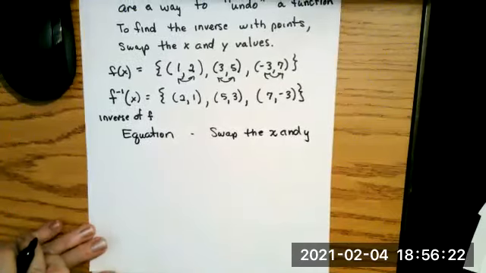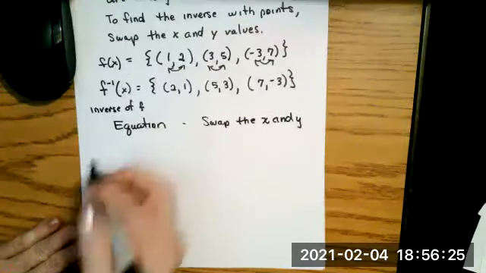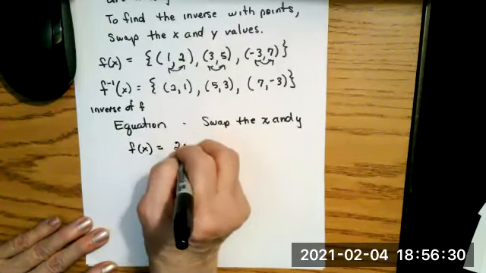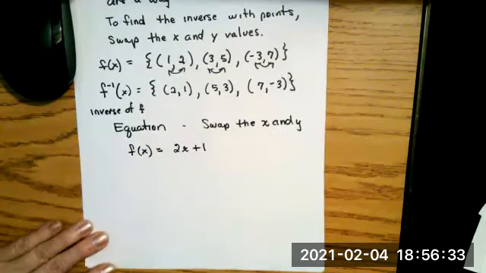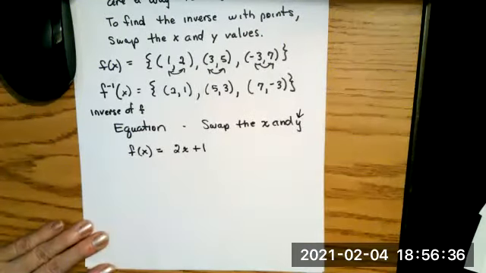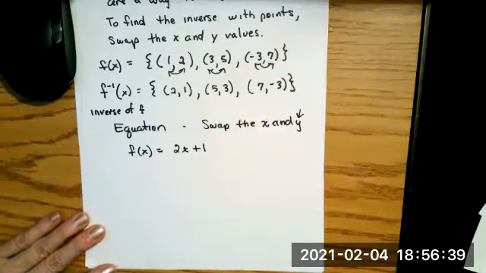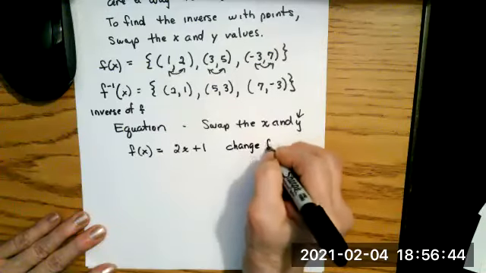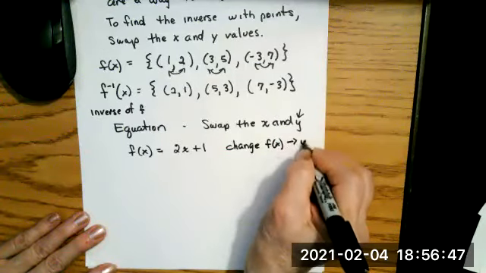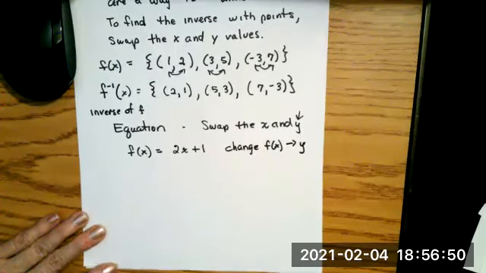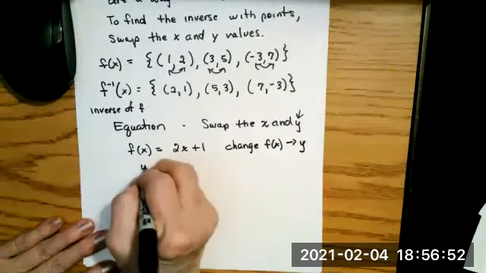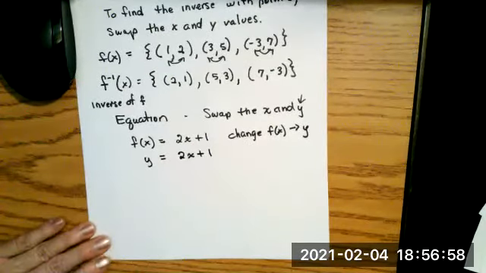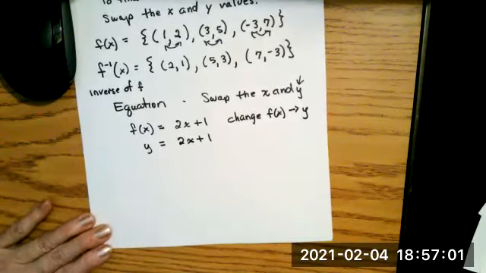But sometimes they're a little harder to see. So let's look at one. Let's suppose we start out with a function, f of x equals 2x plus 1. I really want to swap a y, not an f of x. So the first step is to change f of x to y. Remember, that means the same thing. So y equals 2x plus 1 is what that really means. I've just changed my f of x to a y.